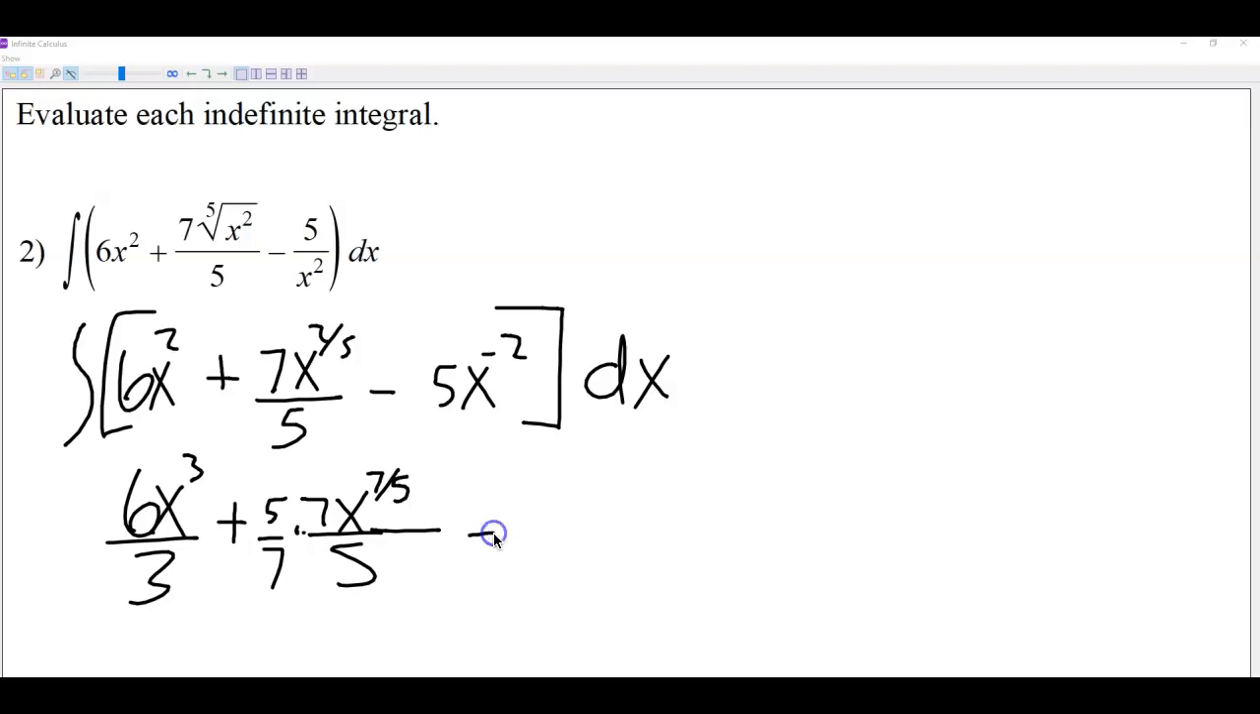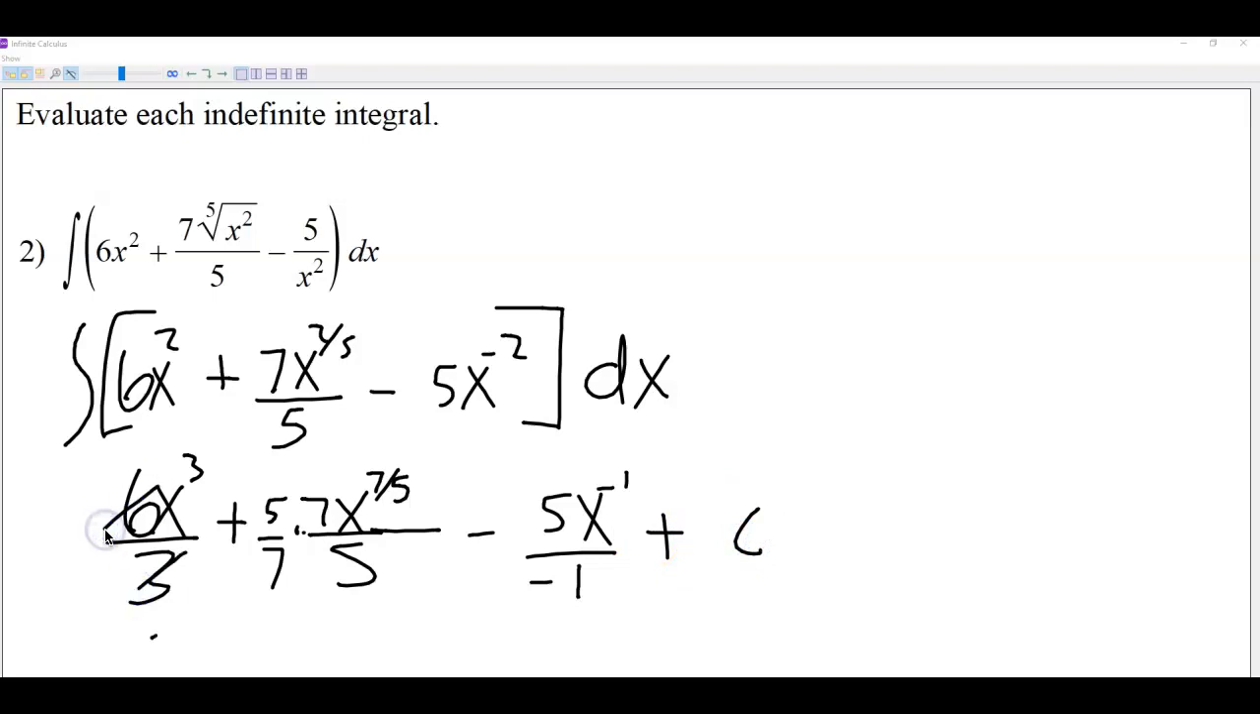All right, next one, we're going to add 1 to that power. Got to be careful with negatives. If you do that, you get -1. And then, of course, we divide by that value. And now we're ready to start simplifying it. Let's not forget our plus c, though.